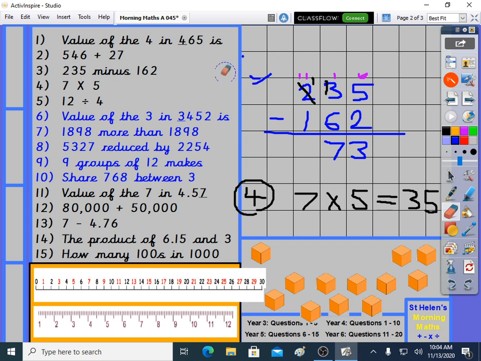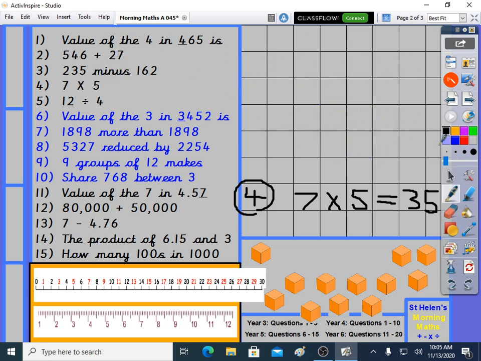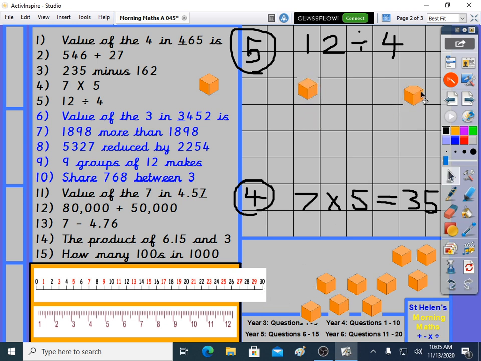On to question 5, our division question. So what we do in 12 divided by 4. We'll get 12 cubes, if I've counted them correctly. We'll divide them into 4 groups. 1, 2, 3, 4, 5, 6, 7, 8, 9, 10, 11, 12. Good. 4 groups. 1 group here, 1 group here, 1 group here, and 1 group down here.